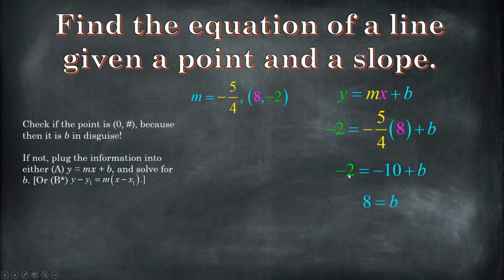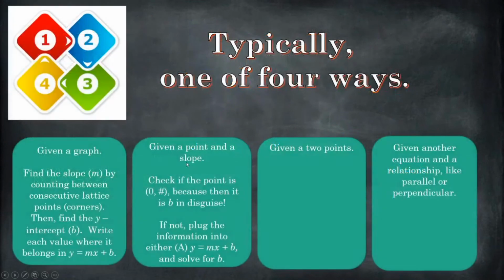You could add 10 to both sides if you want. Same way. You get that the y-intercept is 8. So what you have is y equals -5/2 x plus 8. Boom, you are done. So once again, if you have a point and a slope, you're going to plug your slope and the x and y into slope-intercept form, and you're going to solve for b, write your answer, boom, you're done.